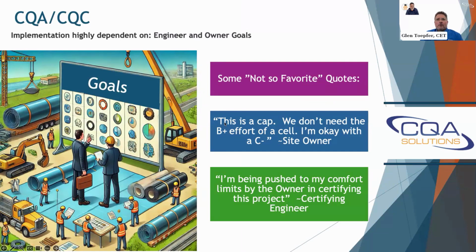This is a cap. We don't need the B plus effort of a cell. I'm okay with a C minus. And I don't understand that. Well, first of all, it was being said to me, so I'm like, I don't understand the B plus. I try and give everybody an A plus job when I'm out there, but it's just a lesser quality because people deem it as a cap isn't as critical, but that's not the case, especially on certain types of landfills and such.